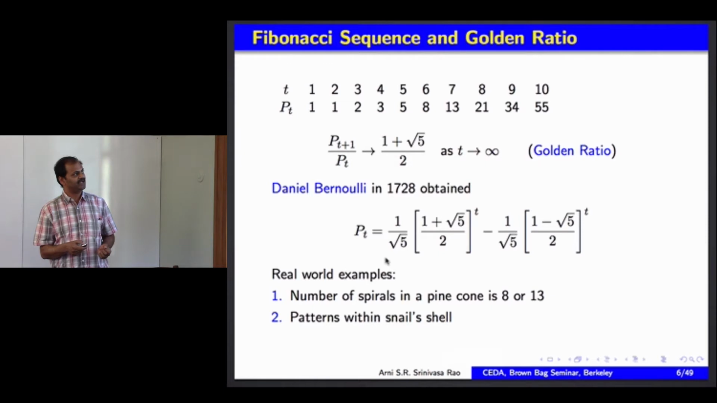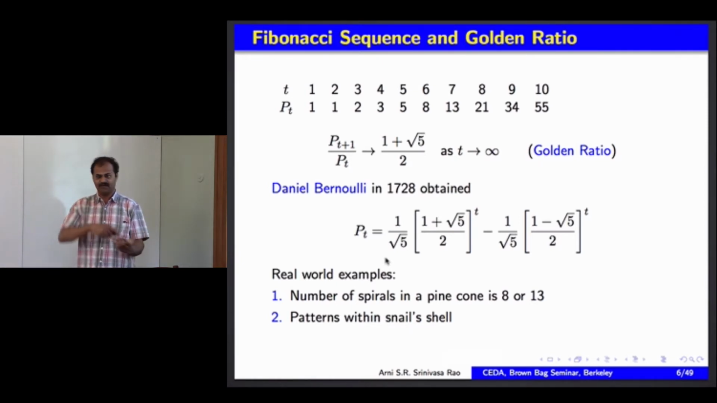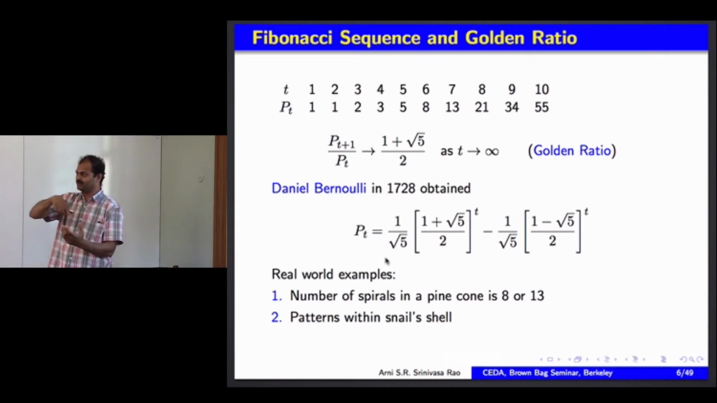Daniel Bernoulli used this golden ratio, obtained from the Fibonacci sequence, to obtain expressions for P_t, the population at time t. Also, the spirals on a cone show the Fibonacci numbers, and patterns within a snail's shell are also Fibonacci numbers. People found out that this is nothing but the Fibonacci numbers.